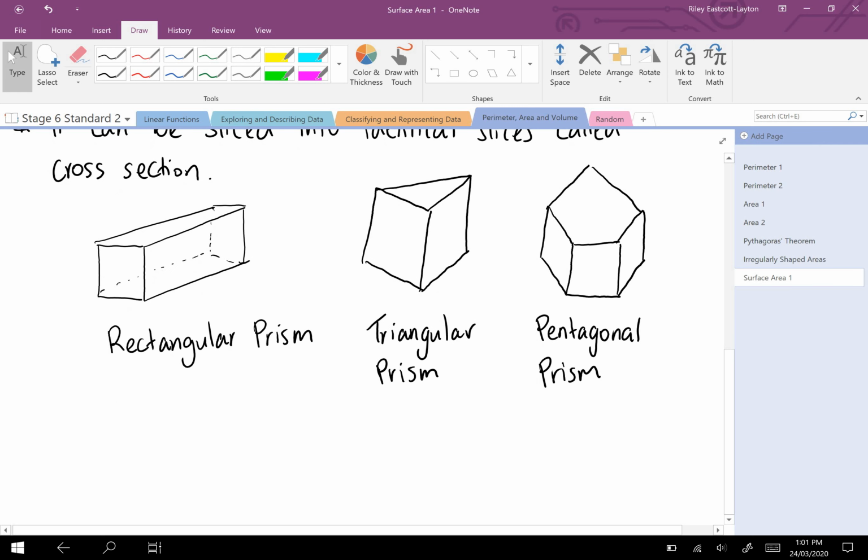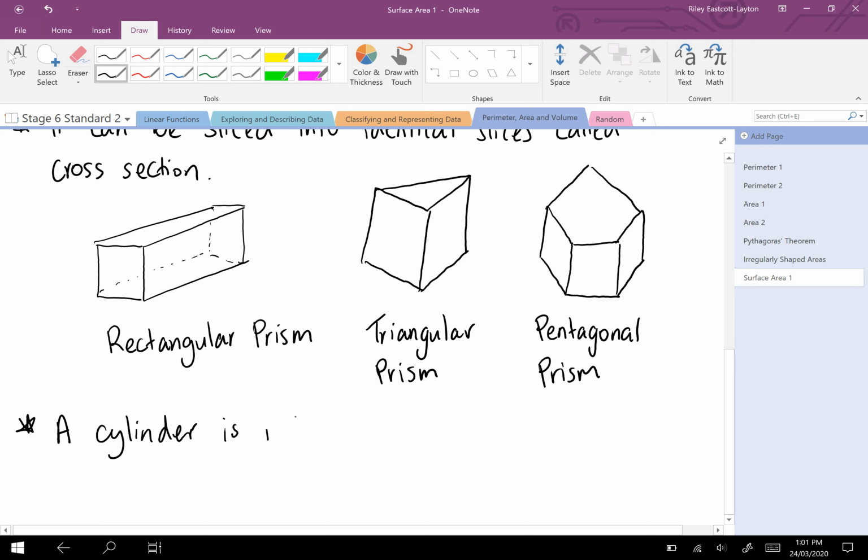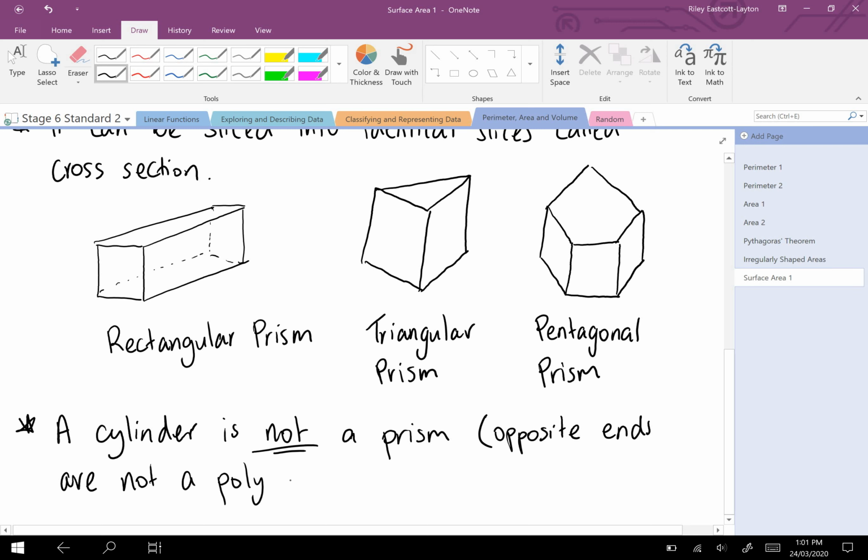I'm going to make one last note. A cylinder is not a prism, and the reason for that is, as we said, it doesn't have a polygon cross-section, or its opposite ends are not a polygon. Awesome.